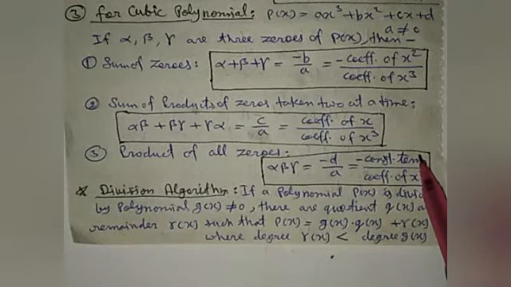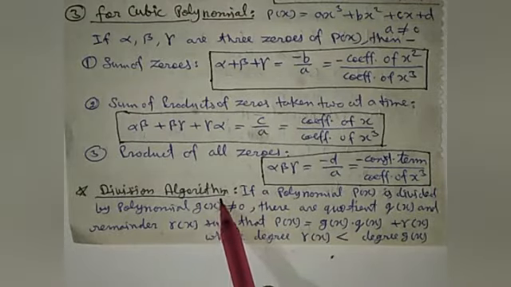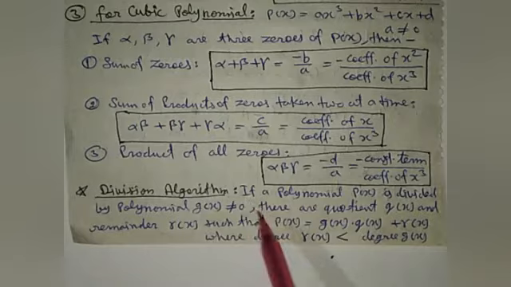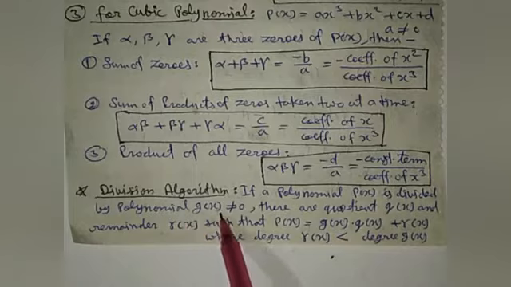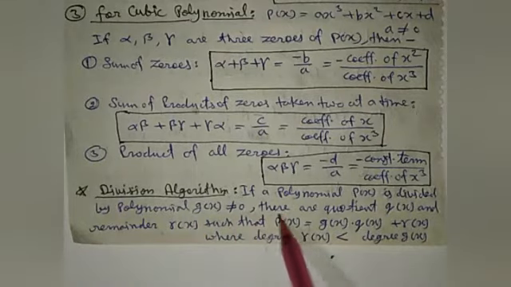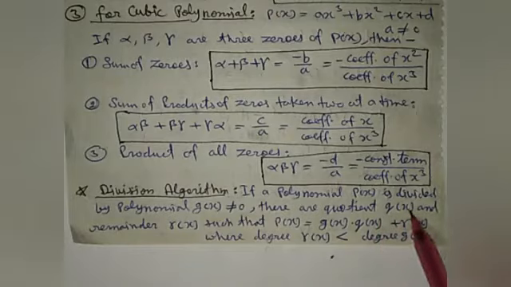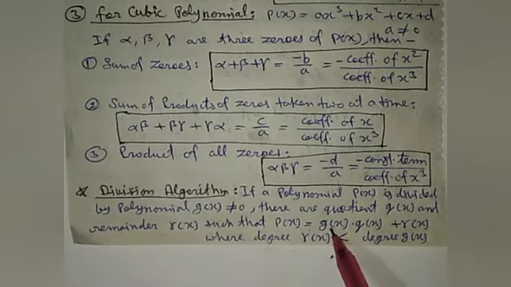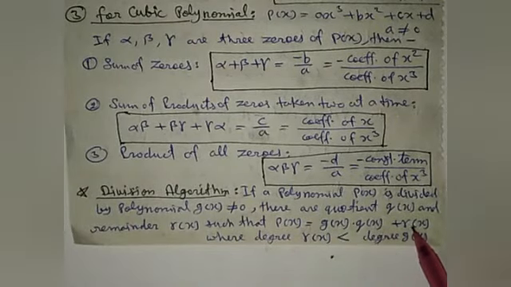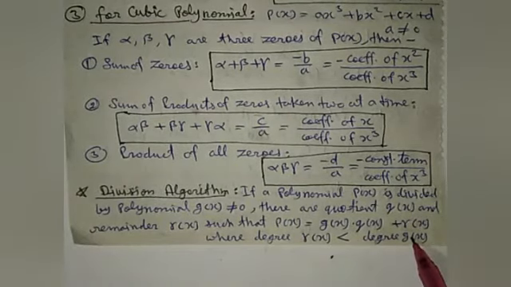So it is the relation between zeros and coefficients of a polynomial. Now we will see the division algorithm which you have learnt in earlier classes also. If a polynomial p(x) is divided by a polynomial g(x) which is not equal to 0, then there are polynomials q(x) and remainder r(x) such that p(x) equal to g(x) into q(x) plus r(x), means dividend polynomial equal to divisor polynomial into quotient polynomial plus remainder polynomial, where the degree of the remainder polynomial is less than the degree of the divisor polynomial g(x).